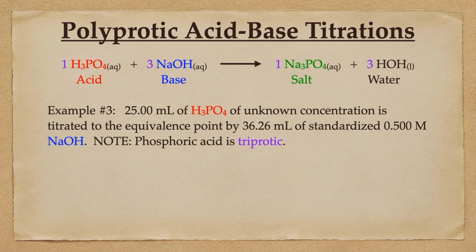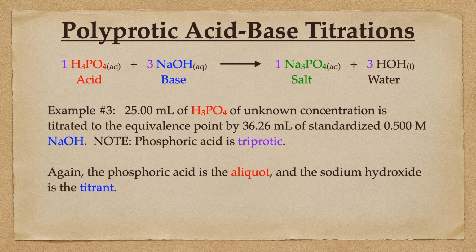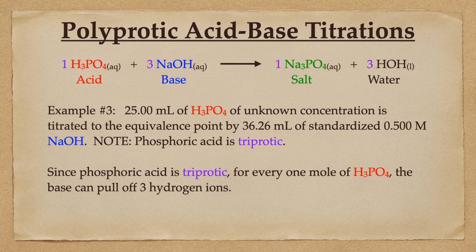In the third example, we now use a polyprotic acid with a strong base. Notice from the balanced equation that I need 3 moles of sodium hydroxide for every 1 mole of phosphoric acid. Once again, the phosphoric acid is the aliquot, the sodium hydroxide is the titrant. But since phosphoric acid is triprotic, every 1 mole of phosphoric acid requires 3 moles of sodium hydroxide to pull off those 3 hydrogen ions.